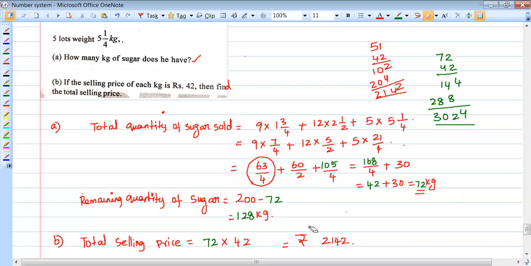Very good. The students who identified this mistake, thanks a lot. So the answer is 3024 rupees, not 5376. 3024 is the right answer. Okay. See, students, please change these numbers alone. The numbers which I marked in green color have to be changed. Have you all taken this? Have you all changed this? So what is the mistake I made here? I forgot to multiply with 5.